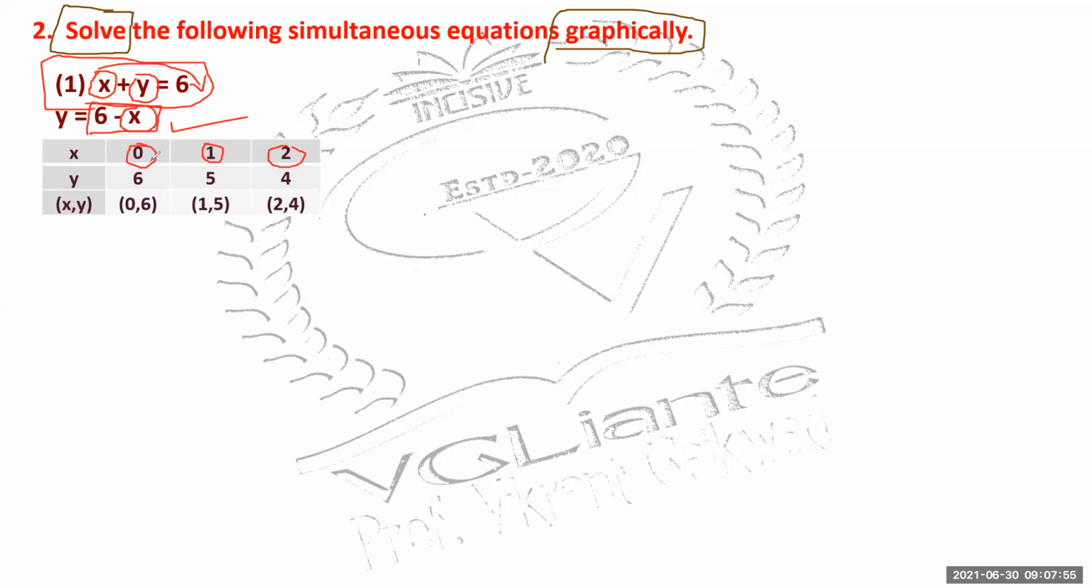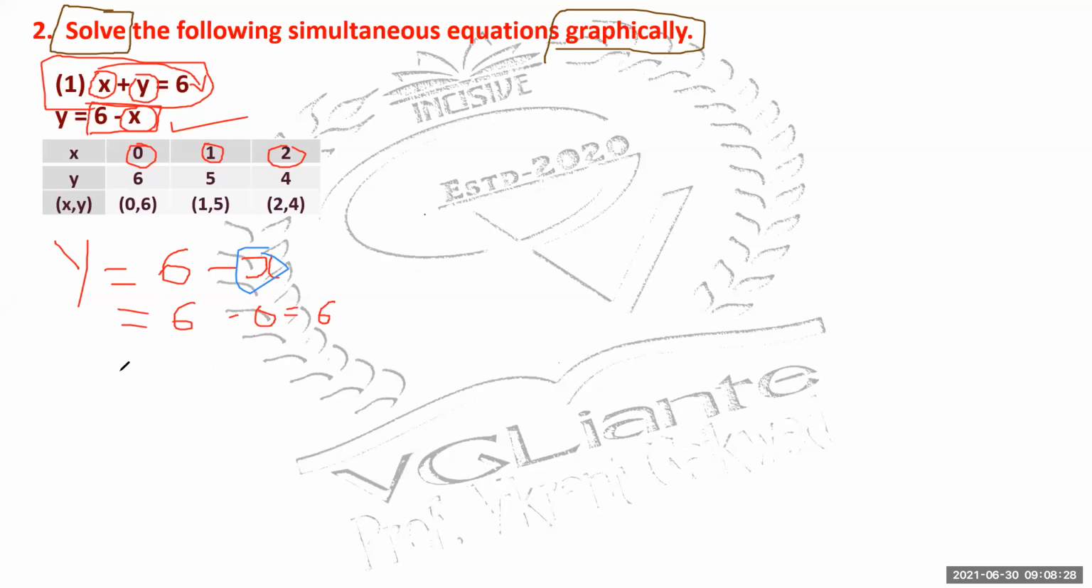Now here, check. I'm going to put x as 0. So y equals 6 minus x. I'm going to replace this x. So that is 6 minus 0, and 6 minus 0 is 6.